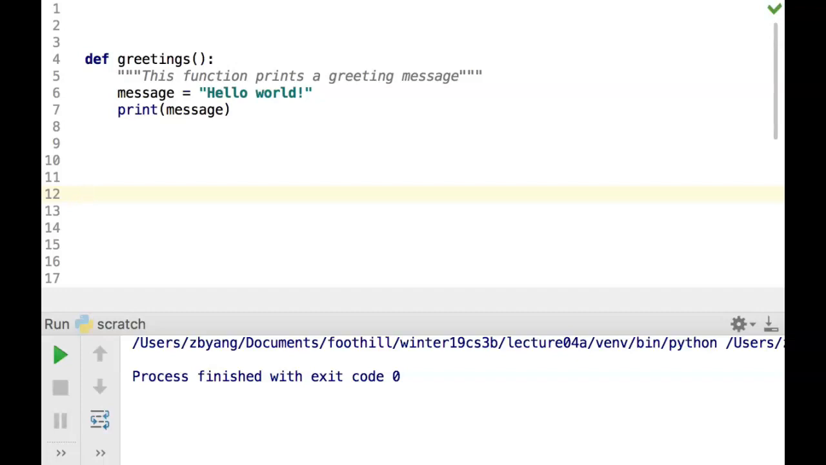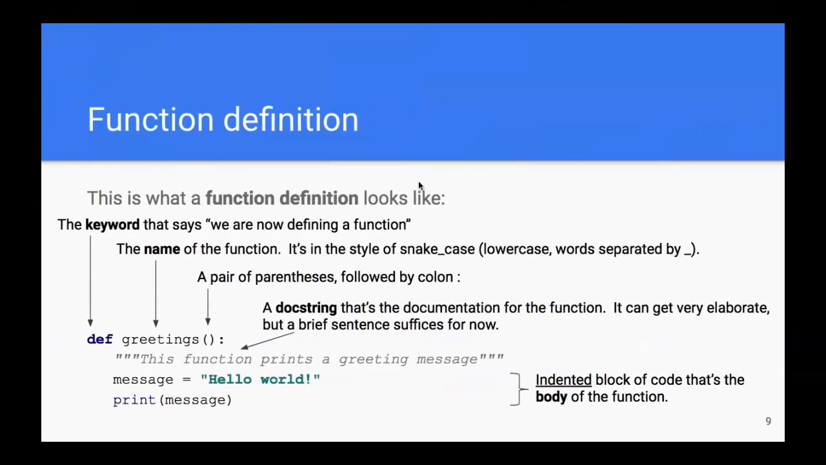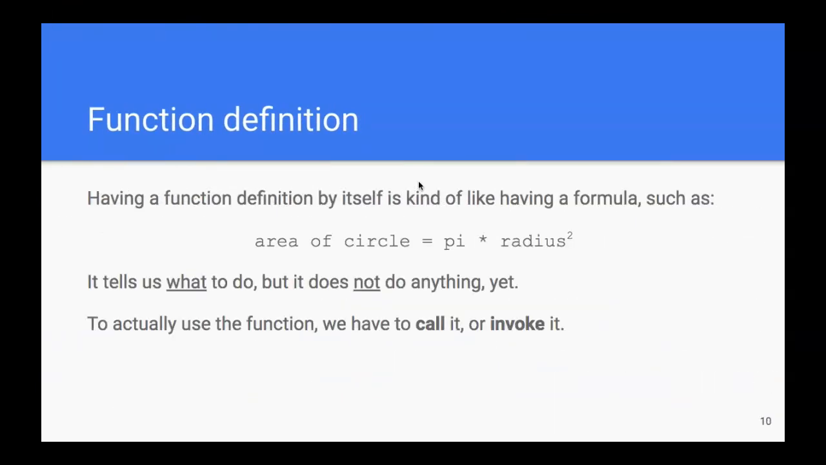It says what to do. It doesn't do anything just yet. So this is an example of what really is a function definition. This is kind of like a formula for the area of a circle, which is pi r squared. We have a formula, but we haven't really used it for anything. In order to actually use a function, we have to call it or invoke it. It means the same thing. Calling a function, invoking a function is the same thing.